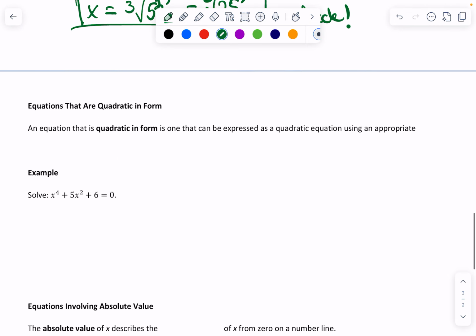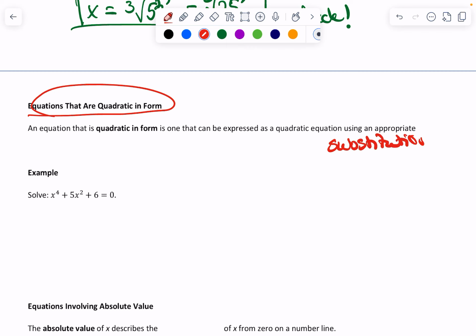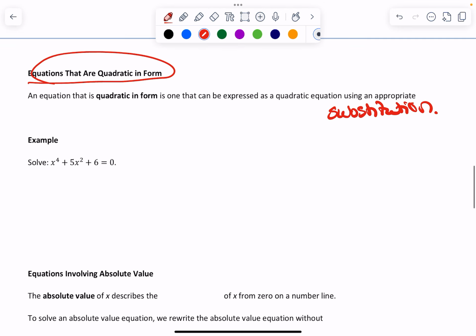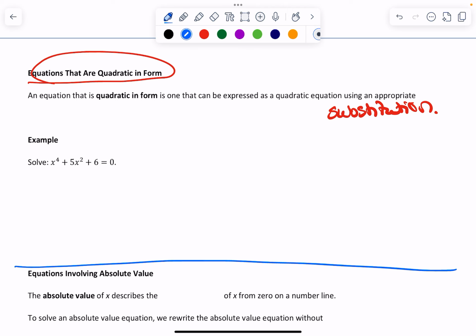Okay, equations that are quadratic in form. An equation that is quadratic in form is one that can be expressed as a quadratic equation using an appropriate substitution. We have an example to solve right here. You can see that we've got x to the power 4 plus 5x squared plus 6 equals 0. We don't have the term with the x and we don't have the term with the x cubed.